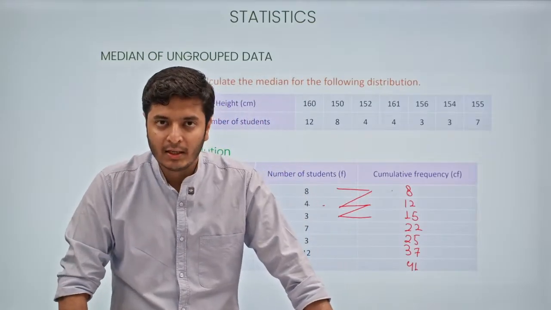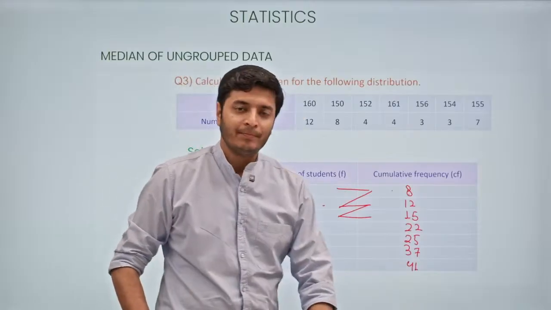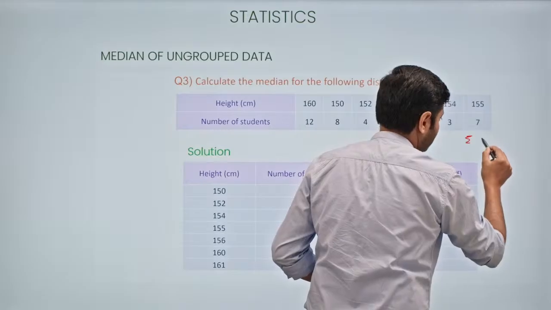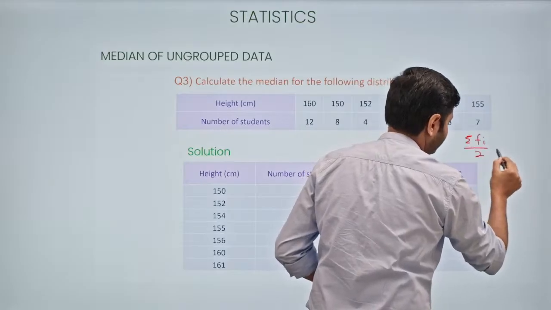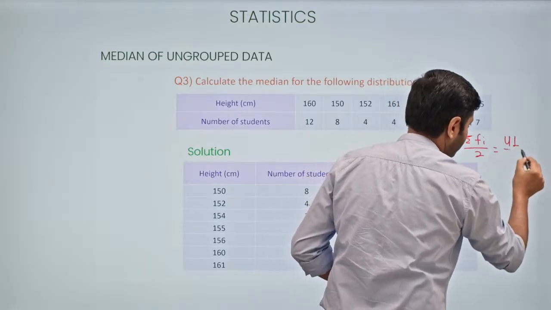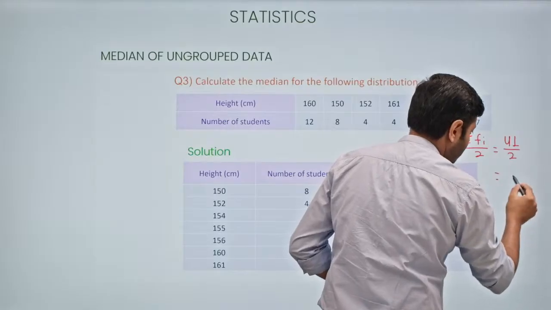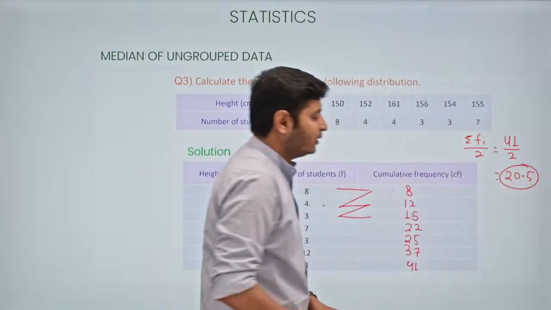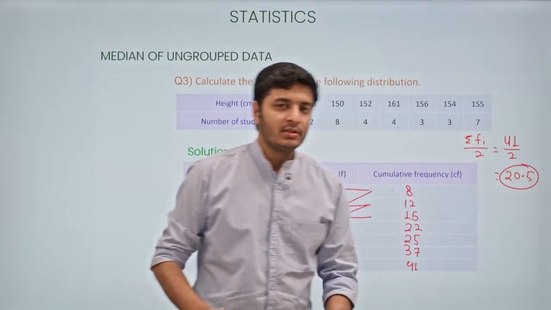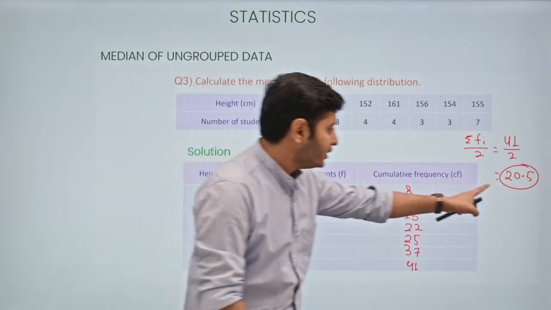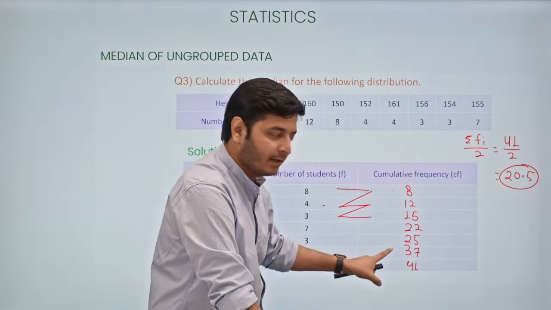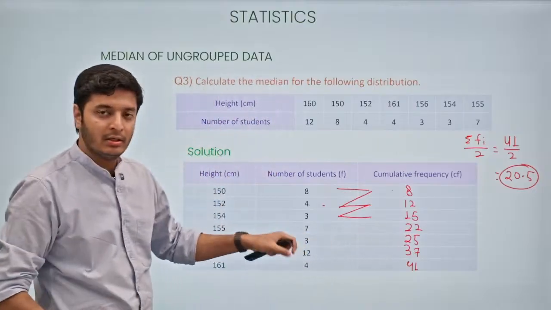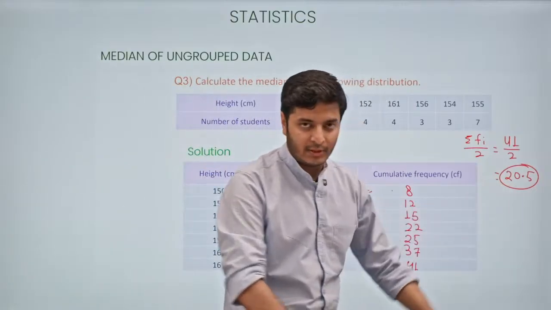41 by 2, correct? So we are going to divide this number. So that will be summation fi by 2. So here summation fi is 41, so 41 by 2, so it is 20.5. After finding this summation fi by 2, you are going to see where it is lying. Which value is nearer to 20.5.